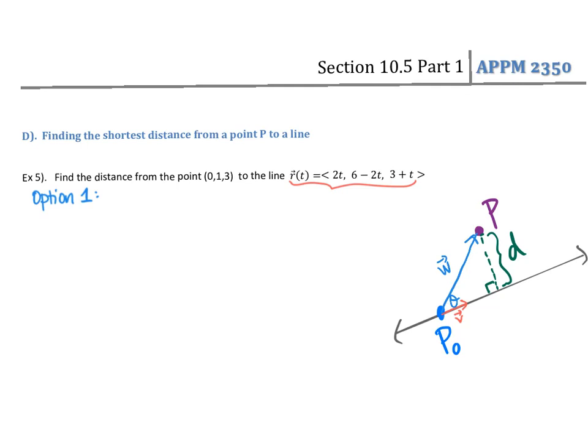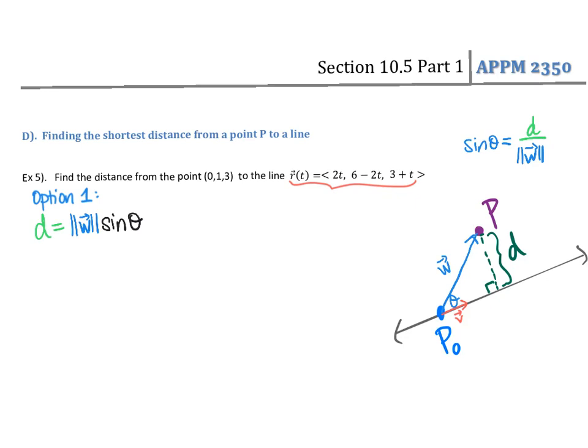And so I want you to notice, just using some trig, what is sine of theta? Notice that sine of theta is going to be opposite over hypotenuse. So that's going to be d over the magnitude of w, which means this distance that we want is just the magnitude of w times sine theta.